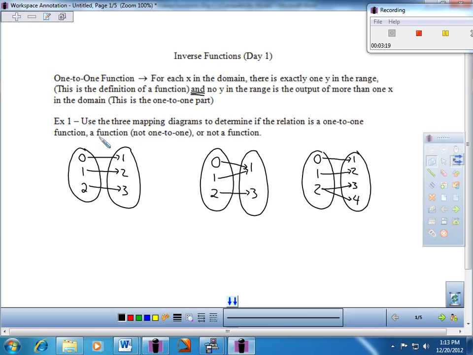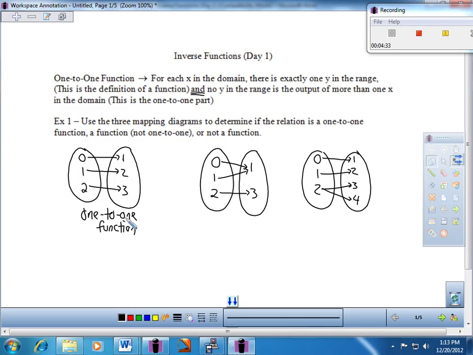I'm thinking the one to the left matches our verbal definition perfectly. Each x produces one y. This produced that, and this produced that. Each x produces one y, so it's a function. And no y in the range is the output of more than one x in the domain, meaning each y only comes from one x. The 1 comes from the 0, 2 comes from the 1, and the 3 comes from 2. One-to-one. This one produces that one, and this one only came from that one. So guys, this is a one-to-one function.